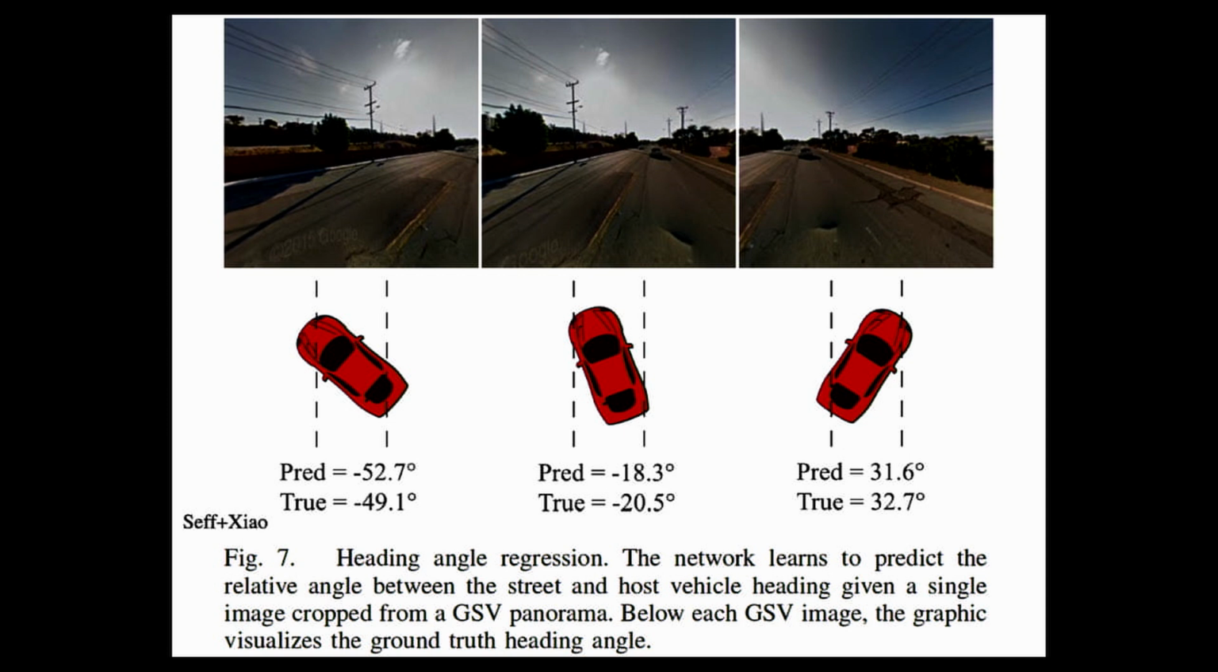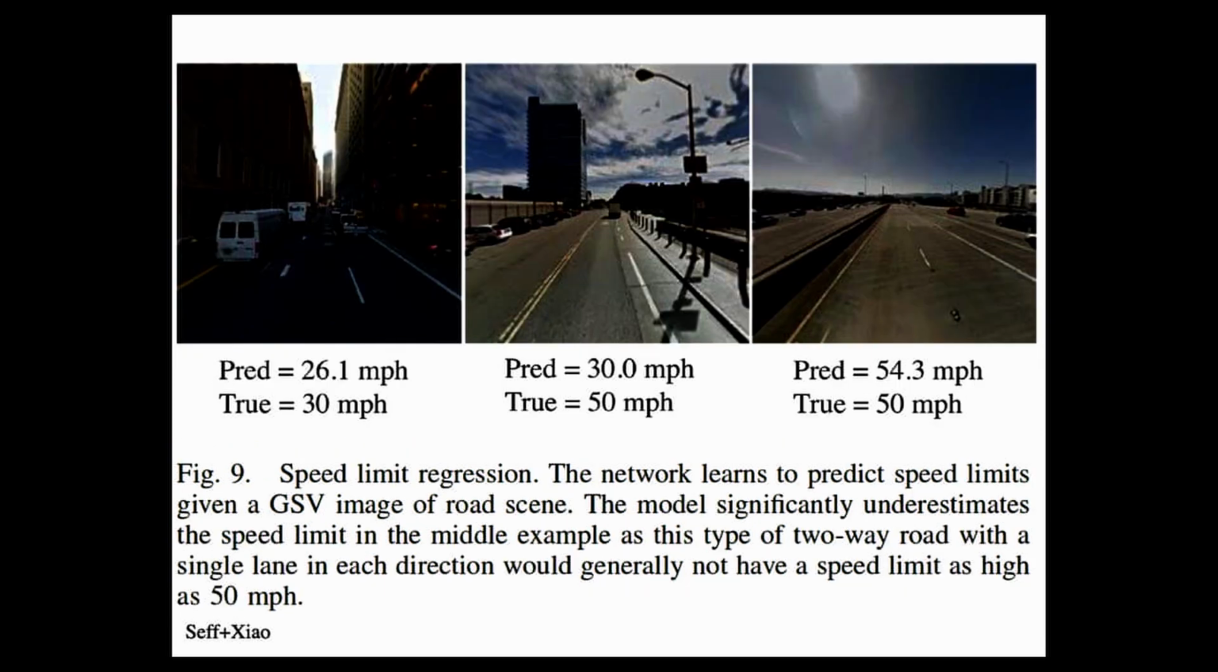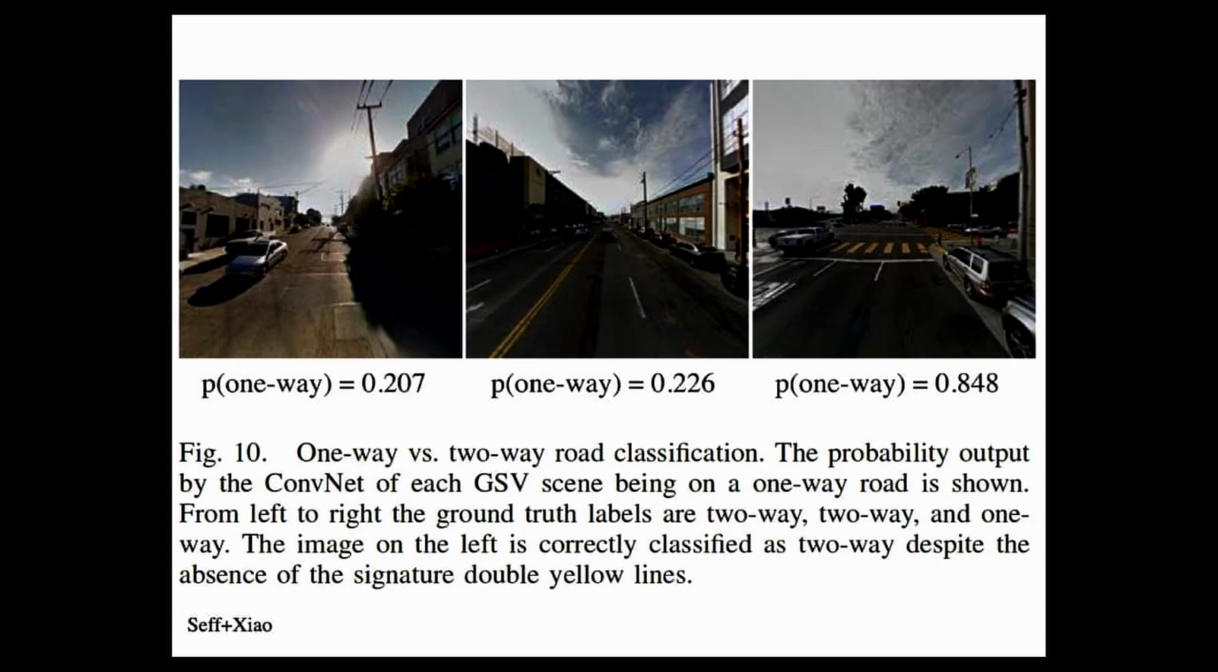I can tell whether I'm heading along the direction of the road. So if I see the first image, I'm predicting that I'm about 50 degrees off the direction of the road. The second one, I'm predicting that I'm about 18 degrees off the direction of the road. The third one, I'm predicting I'm about 30 degrees the other way. So I can tell, am I going straight down the road or zigzagging? And are there bike lanes, can be told accurately, etc. Speed, what is the speed limit? Very accurately, 26 for 30, 30 for 50, 54 for 50. So this is all basically straightforward classification. Is this a one-way?